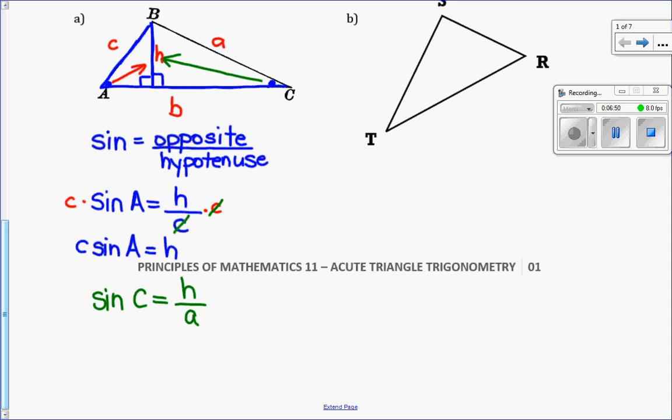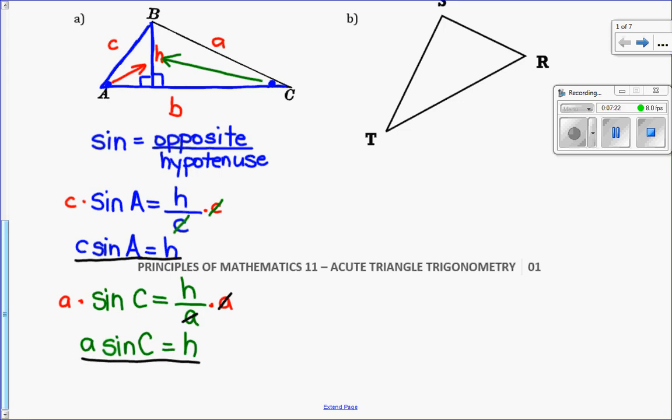Again, if I just rearrange this by doing algebra, I'm going to multiply both sides this time by A. So I'm going to be left with A sine C, which just means A times sine C, equals H, because once again, this will cancel this, right? Okay, now I have two statements. Look at these two statements. C sine A equals H, and A sine C equals H.